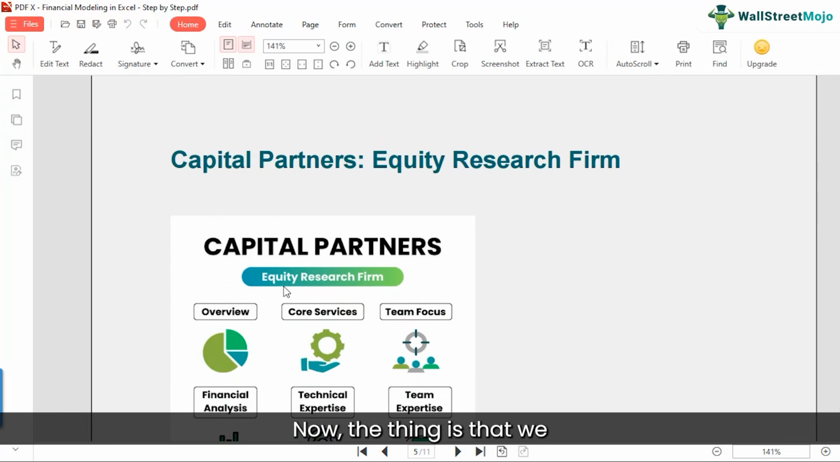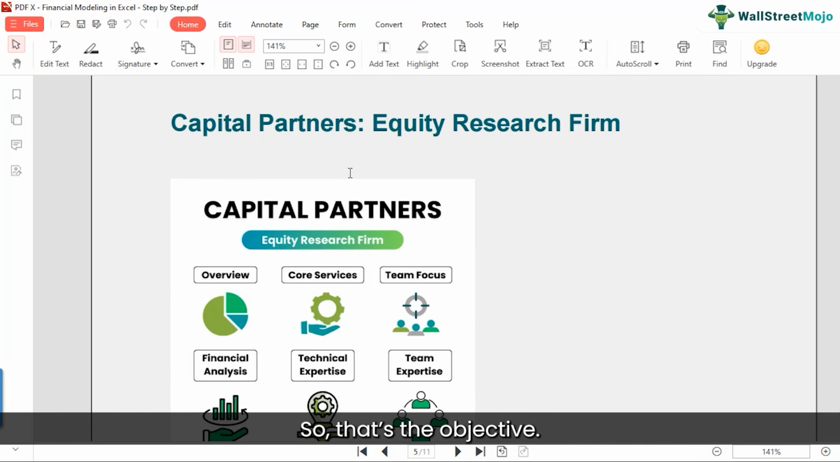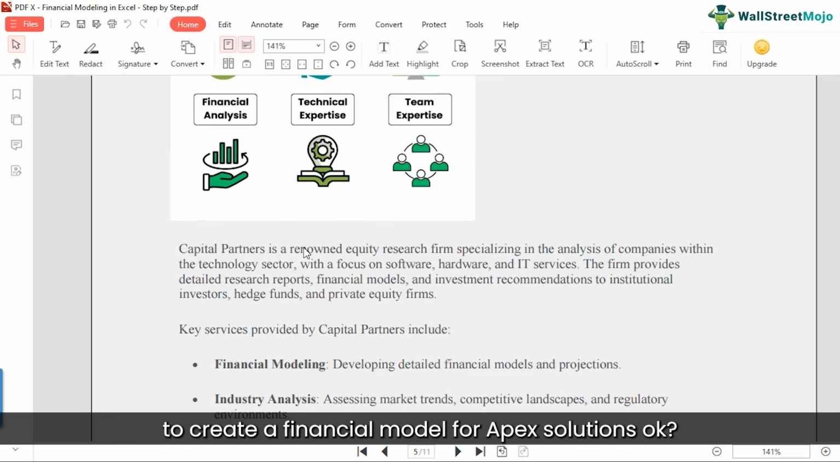Now, the thing is that we who are creating the financial model are going to step into the shoes of an equity research analyst at Capital Partners. Okay, so that's the objective. You are going to work as an equity research analyst at Capital Partners, and your job is basically to create a financial model for Apex Solutions.